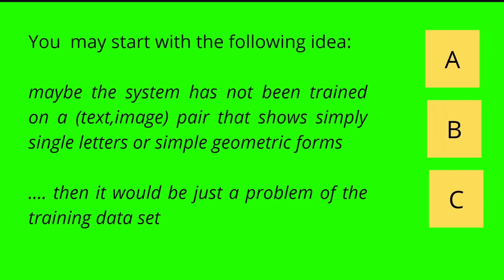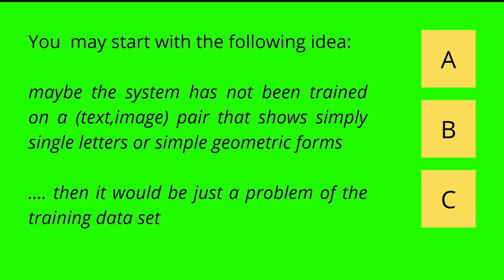You might start with the following idea: maybe the system has not been trained on a text-image pair that shows simply single letters or simple geometric forms like a square, a circle, a sphere, a planetoid, whatever. If this is the case, then it would be just a problem of the training data set. Then you would just show the system simple pictures of the character A, the image A, and you write in the text, this is the letter A. So if this would be it, there would be an easy solution for this.